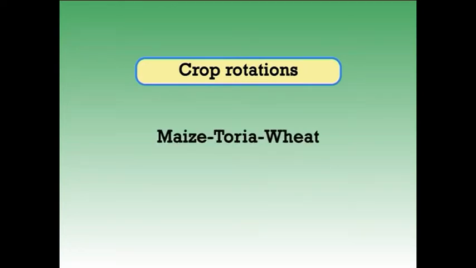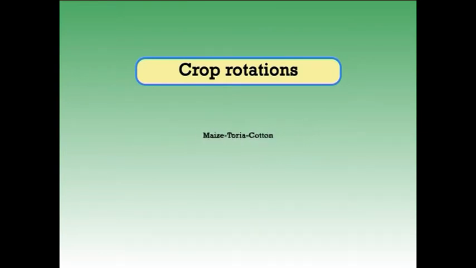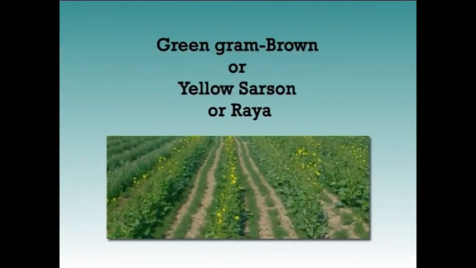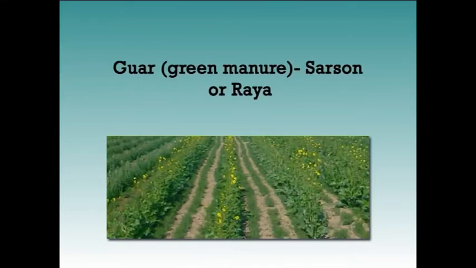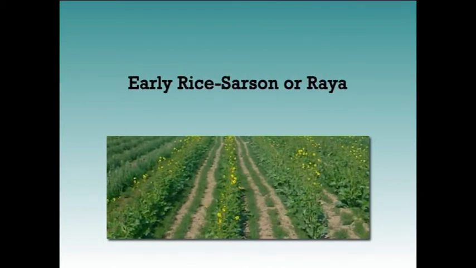Let's see about the cropping system suitable for this crop. Rapeseed mustard can easily be adjusted in the following crop rotations, such as maize, toria, wheat; maize, toria, sugarcane; paddy, toria, barley; maize, toria, cotton; maize, toria, sugarcane ratoon. In areas where irrigation facilities are available, green gram, brown or yellow sarson or raya; black gram, sarson or raya; guar as green manure, sarson or raya; maize, sarson or raya; early rice, sarson or raya rotations may be followed.